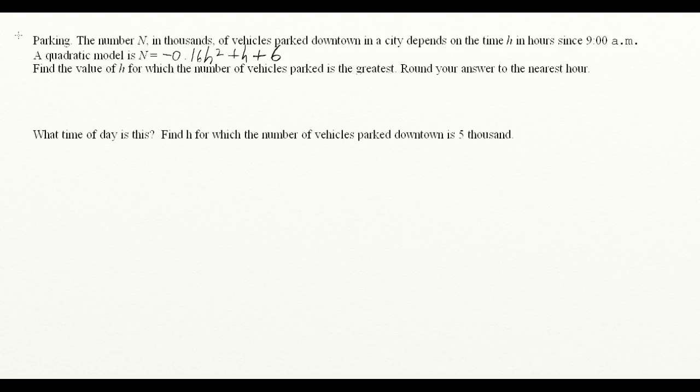Okay, here we have a quadratic function, and for the first part, we have to find the value h for which the number of vehicles parked is the greatest. So what we're asked is to find the vertex. Notice that a is equal to negative 1600. That means that the quadratic function involved here is facing downward. It looks something like this, and the vertex is the maximum value here.